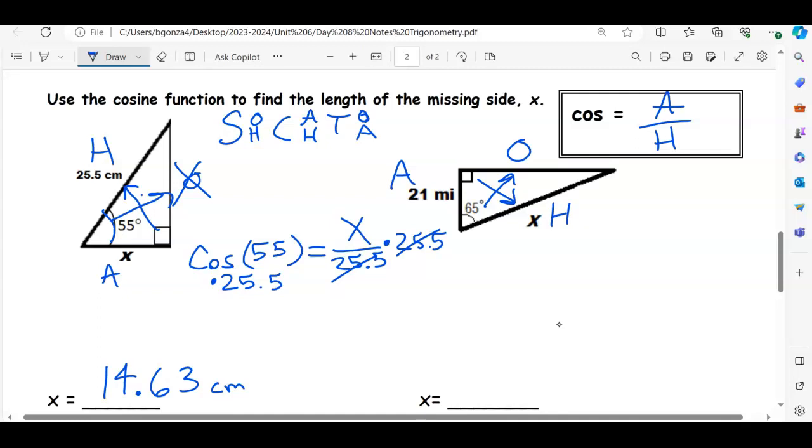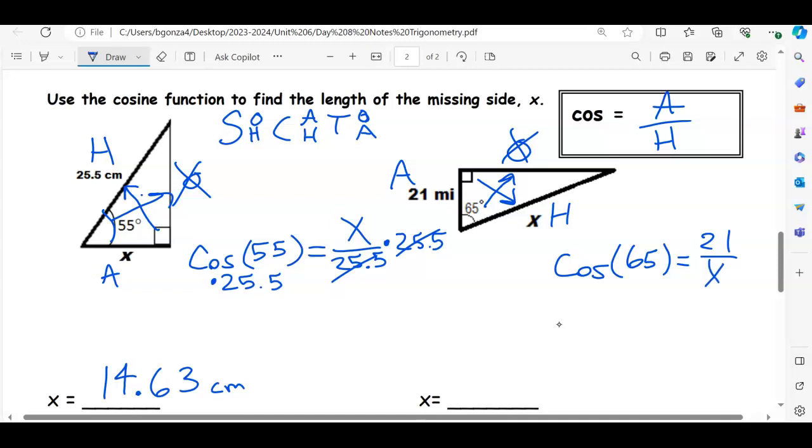It has nothing on it. O is blank. So I'm thinking AH is like "Ka" is cosine, COS. What's the angle? 65. Yes, very good. Cosine 65 equals what over what? Now be careful here. Some people always want to put X on top, but it's supposed to be A over H. What's A? What do you see at A? 21 over what? Over X.